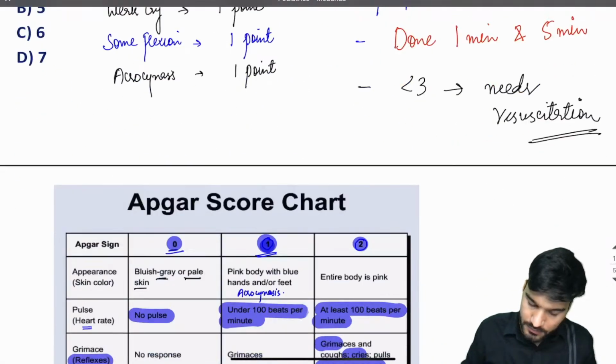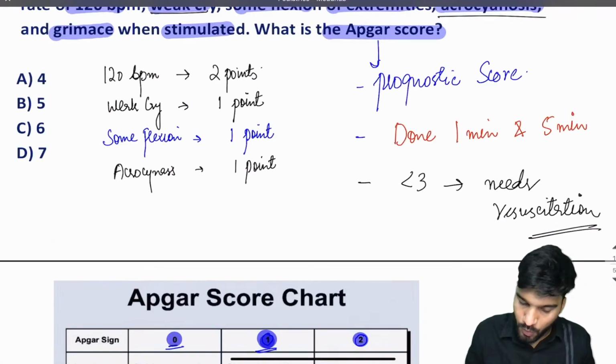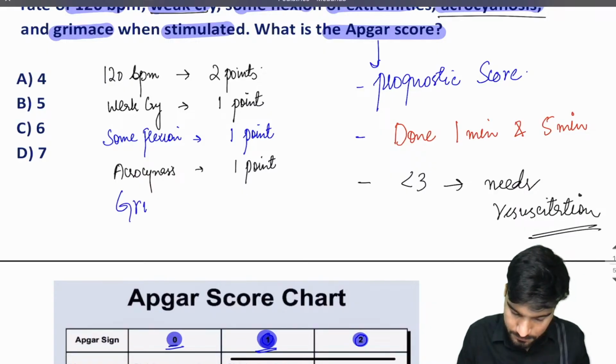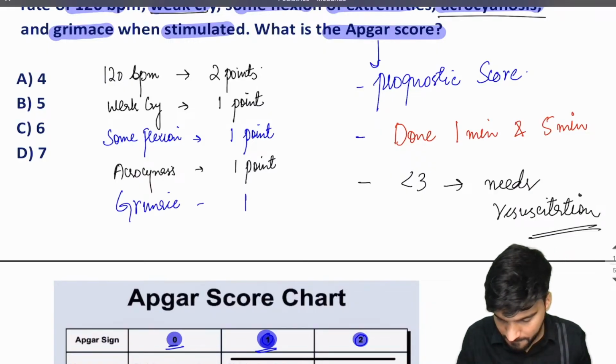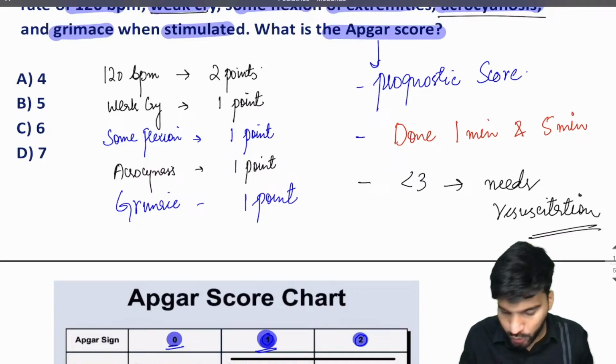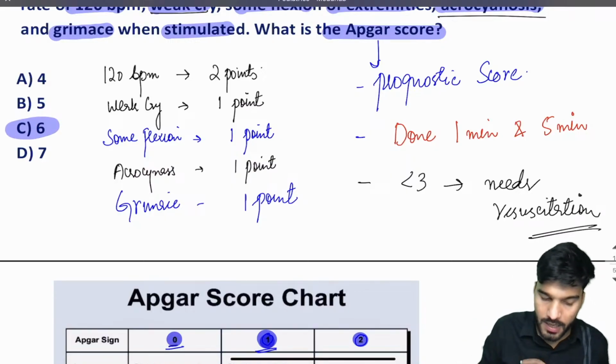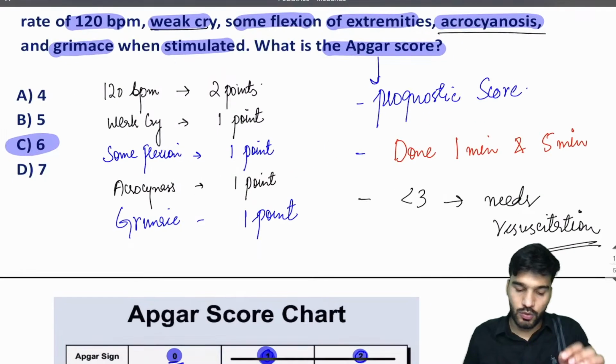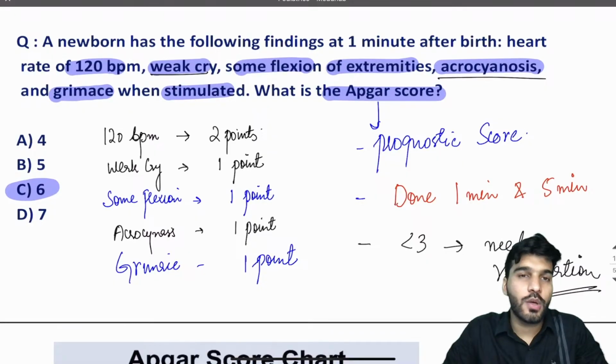Followed by that, grimace, 1. So the total of 6. So the Apgar is 6. So the Apgar score of a given scenario is 6.